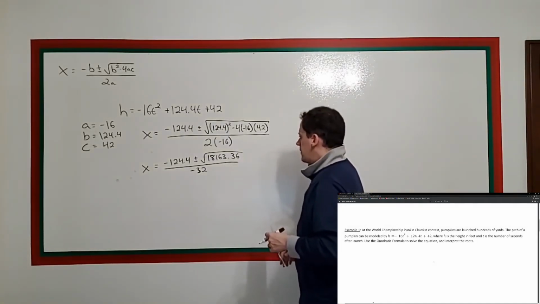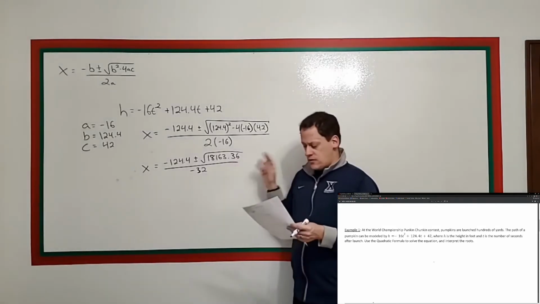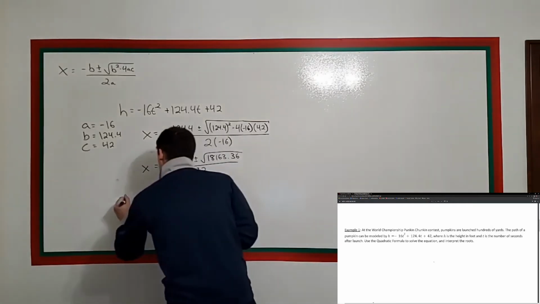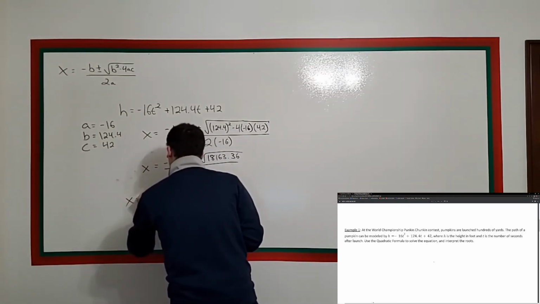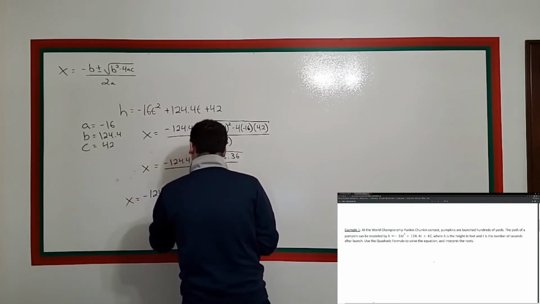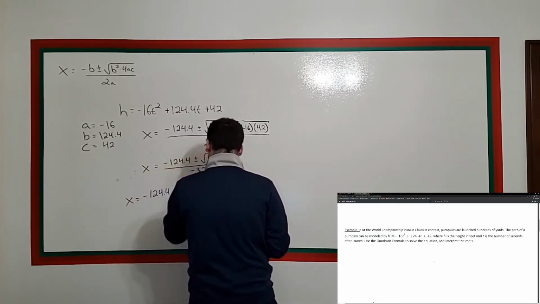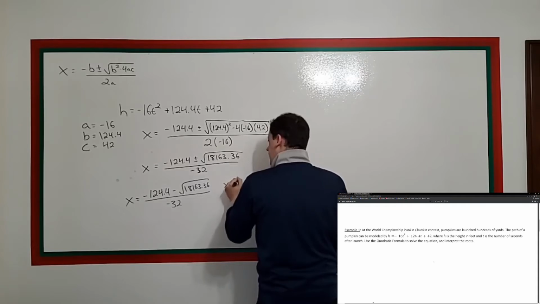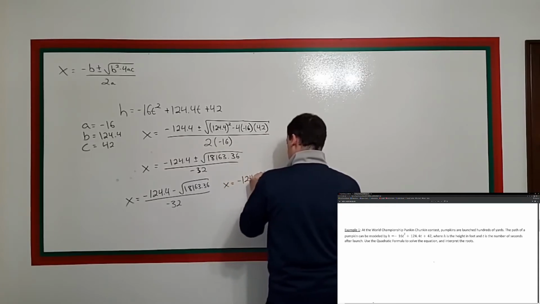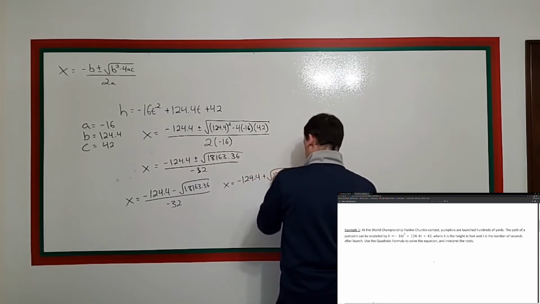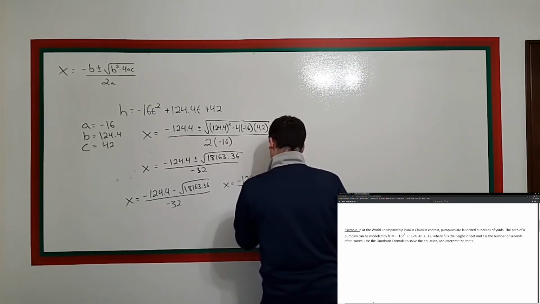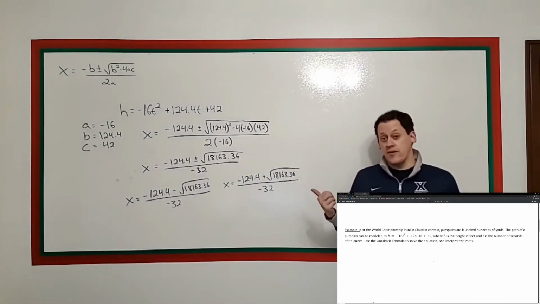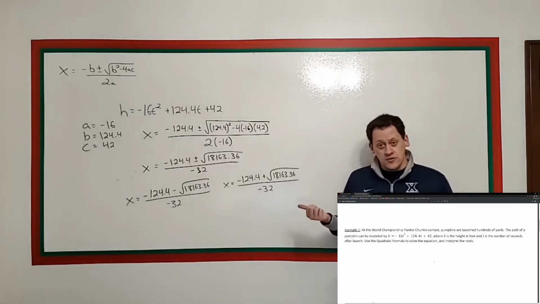So we have this. This is actually two numbers. Okay. So let's write both of them. So we've got x equals negative 124.4 minus this big number in here, all over negative 32. And then we've got the positive version. Okay. Writing both solutions like this is very helpful because if it's correct, then it's correct.